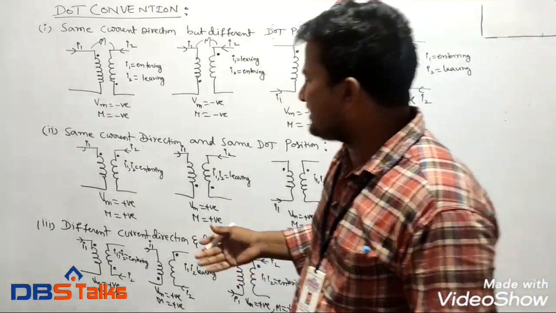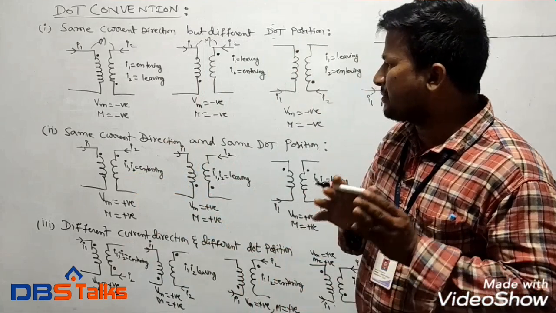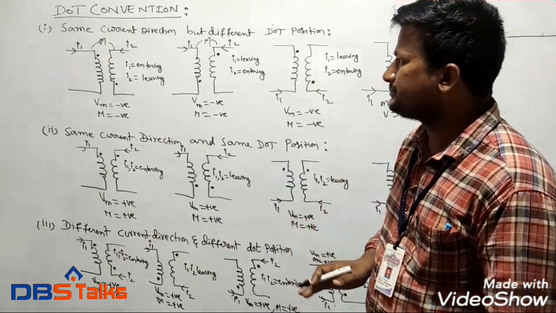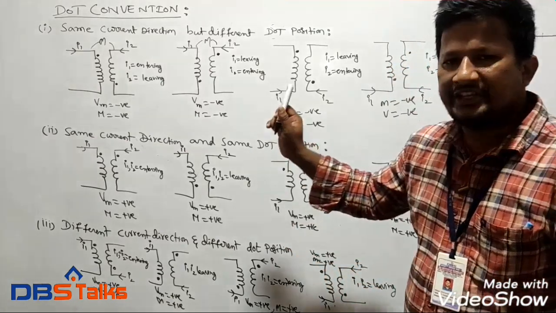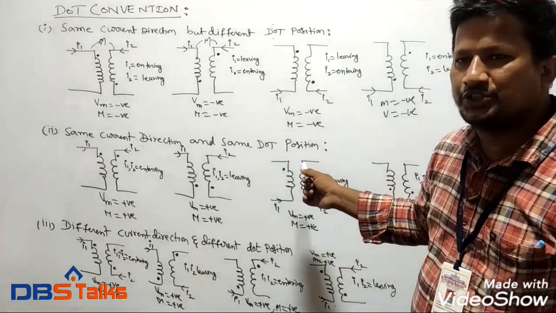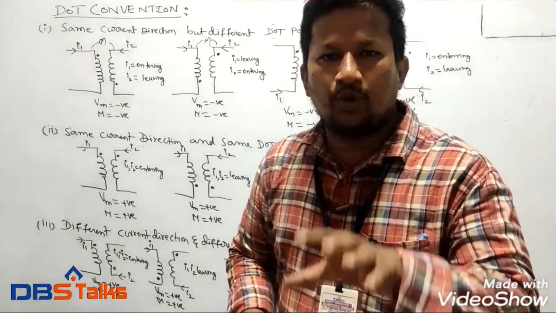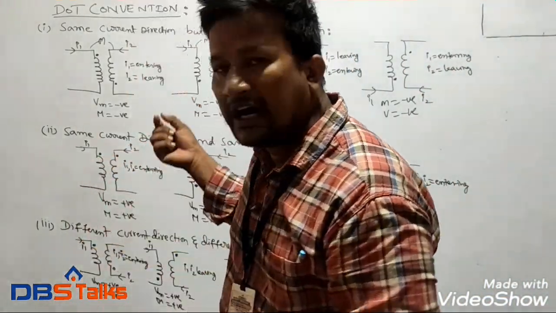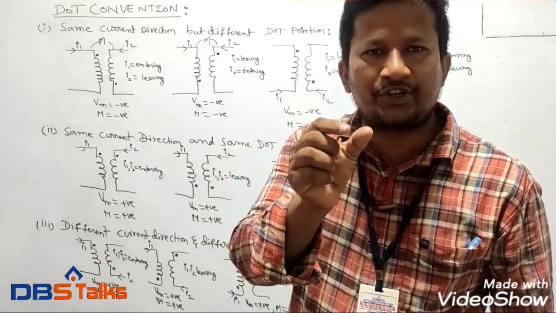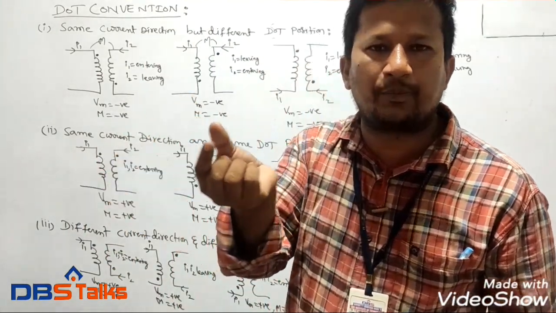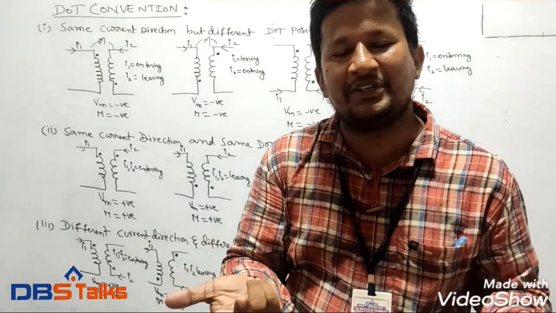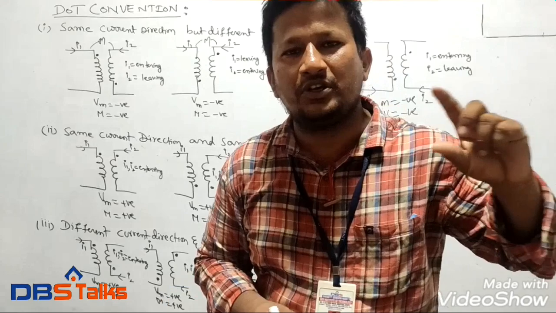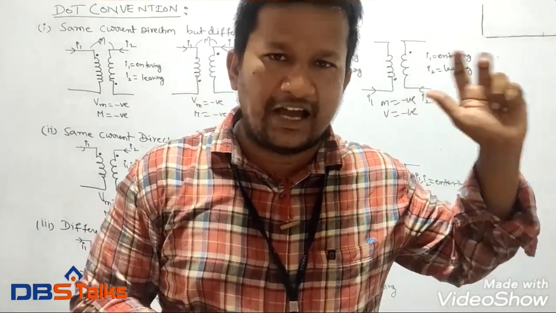Now coming to the second case: same current direction and same dot position. That means both currents are entering or both currents are leaving. So on dot positions also, both dot positions are on the entering side or both dot positions are on the leaving side. That means when both dot positions are different, the voltage is negative and the mutual inductance value is negative.